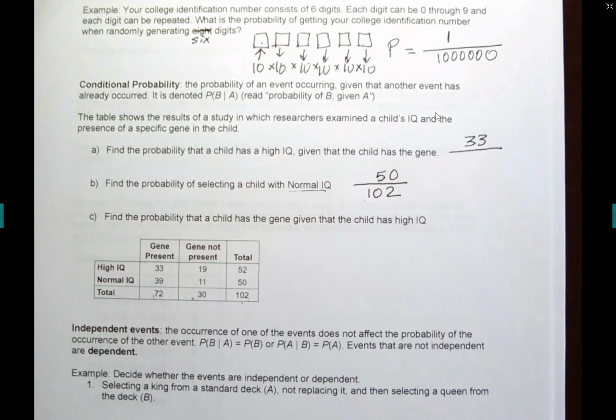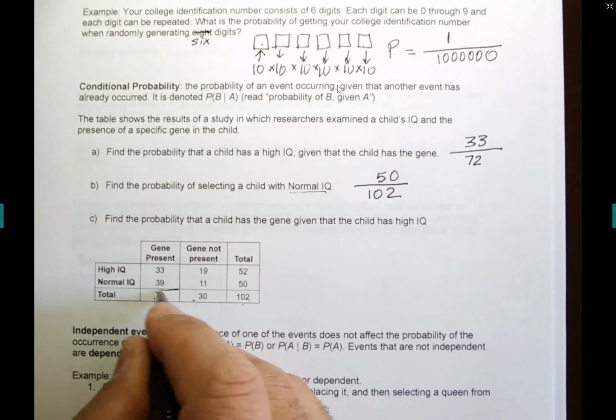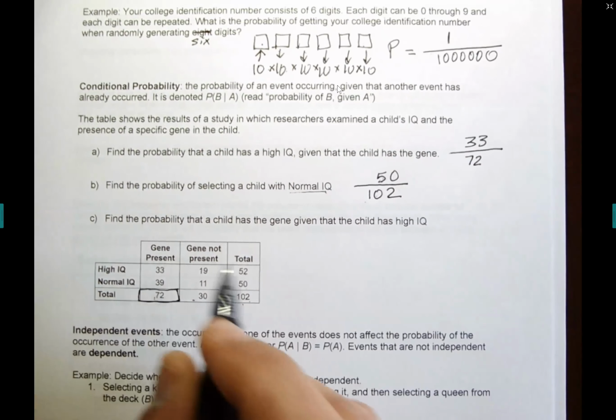He says, guys, find the probability that a child has a high IQ given, he's putting a restriction on us, that the child has the gene. He wants us only to pick from the groups of children who have the gene present. So we cannot pick from the group of students who don't have the gene. That's a condition on us. So over 72. How many children have the gene present, guys? It's 72 right here.